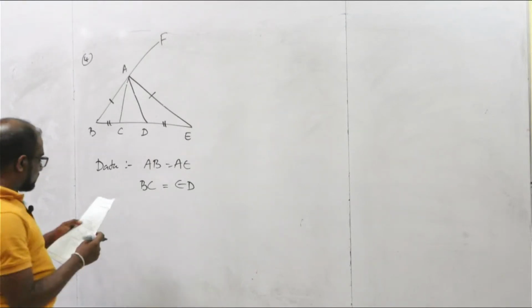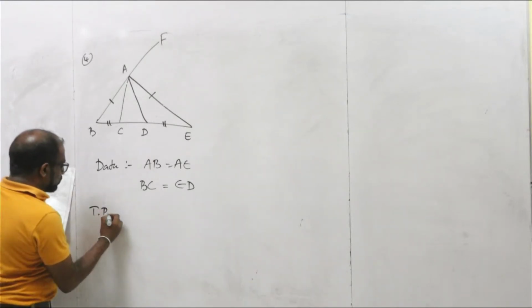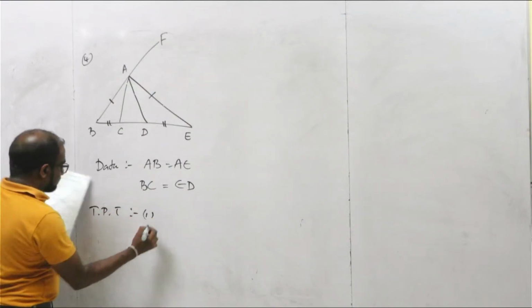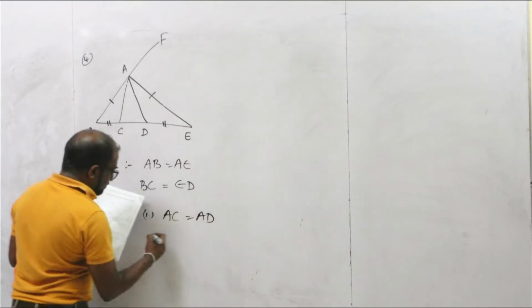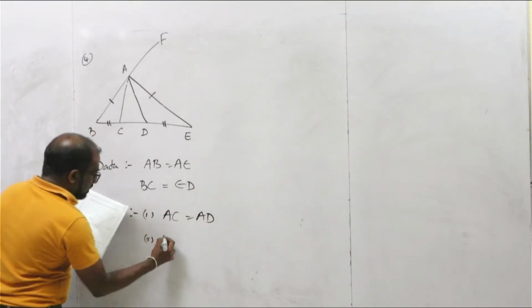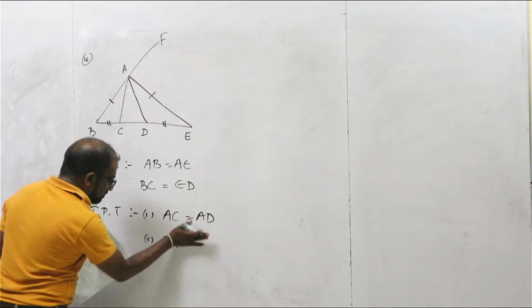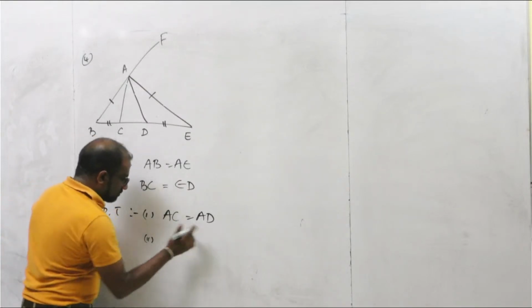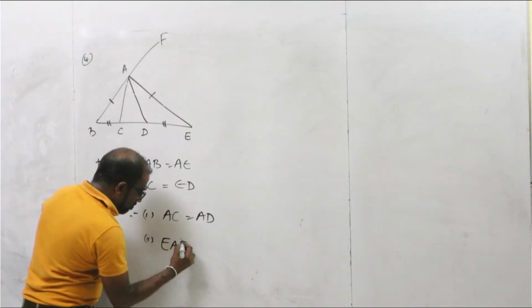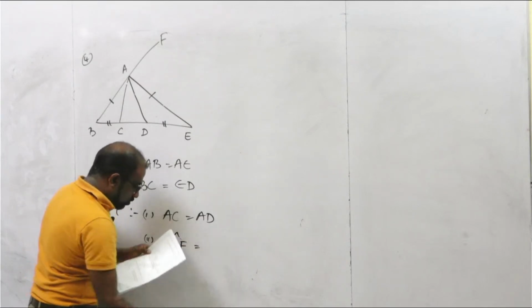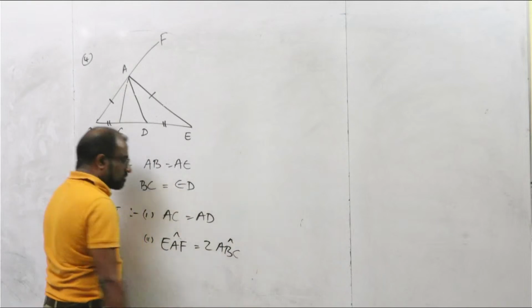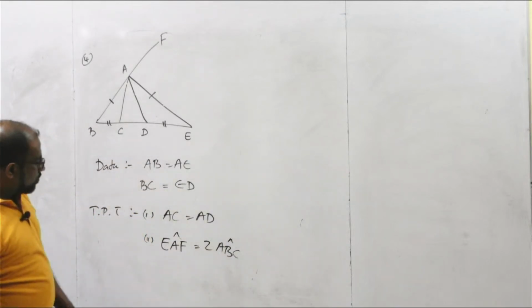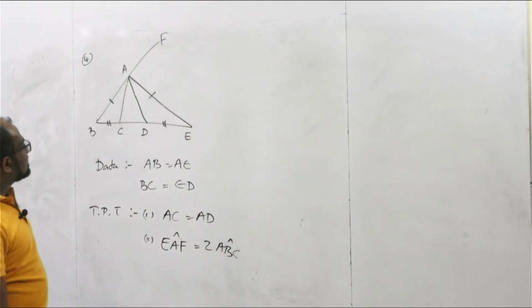We have to prove that. We are going to prove that first one, AC equals AD, and EAF is equal to 2 times ABC. First one, AC equal AD.